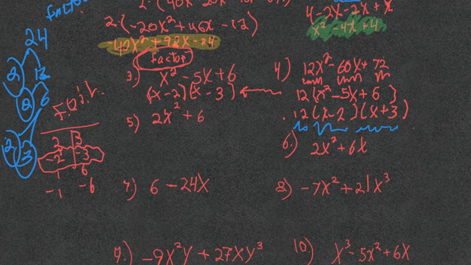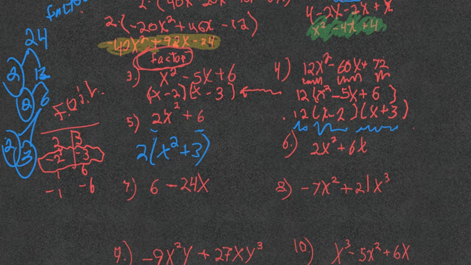This has a common factor. I think 2 is a common factor on problem number 5, so I'll divide the 2 out, or factor the 2 out. Let's make it look nicer. 2, and what's left over is x squared plus 3.